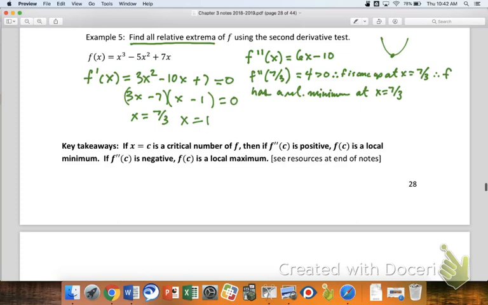Okay, then we just examine the other critical point. We'd say f double prime of 1 equals negative 4. What's the most important thing for us about that number? It's negative. Therefore, f is concave what? Down at x equals 1. Therefore, f has what type of extrema? There you go.